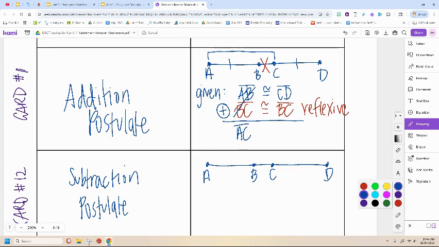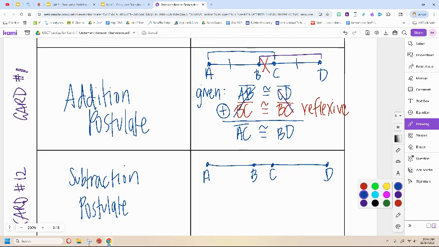If I add CD to BC, I just need to pick another color because I can't do it all on top of itself. What letter's duplicated right here? C, I cross it out. What segment do I get? BD. That is the addition postulate.